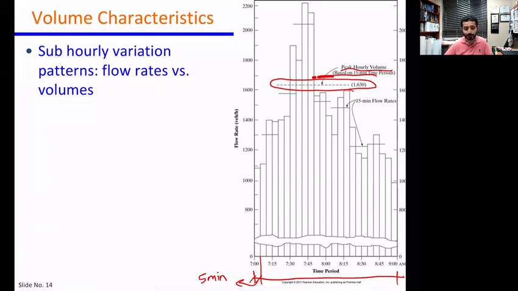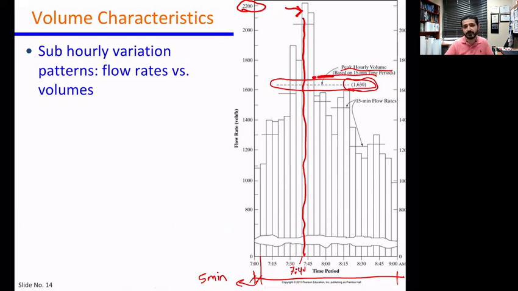But if I were to pick the worst 5 minutes, which is right here, if you trace it all the way down, it's exactly from 7:40 to 7:45. This number here is about 2200. The estimated flow rate if we used the worst 5 minutes would be 2200 vehicles per hour, while if I use the worst 15 minutes, it's about 1630. So you can see again a huge variation.